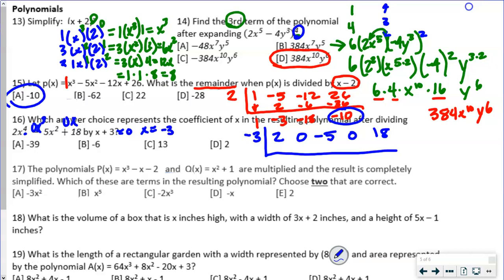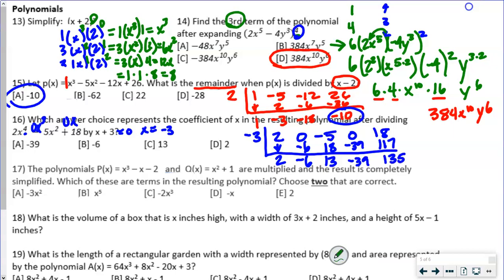So now again, we're going to bring down this 2. -3 times 2 is -6. 0 plus -6 is -6. -3 times -6 is 18. This is going to be a positive 13. And then -3 times 13 is -39. Then that's going to be -39 because we're adding the 0 and the -39. And then -3 times -39 is 117. Then when we combine those, we get 135.